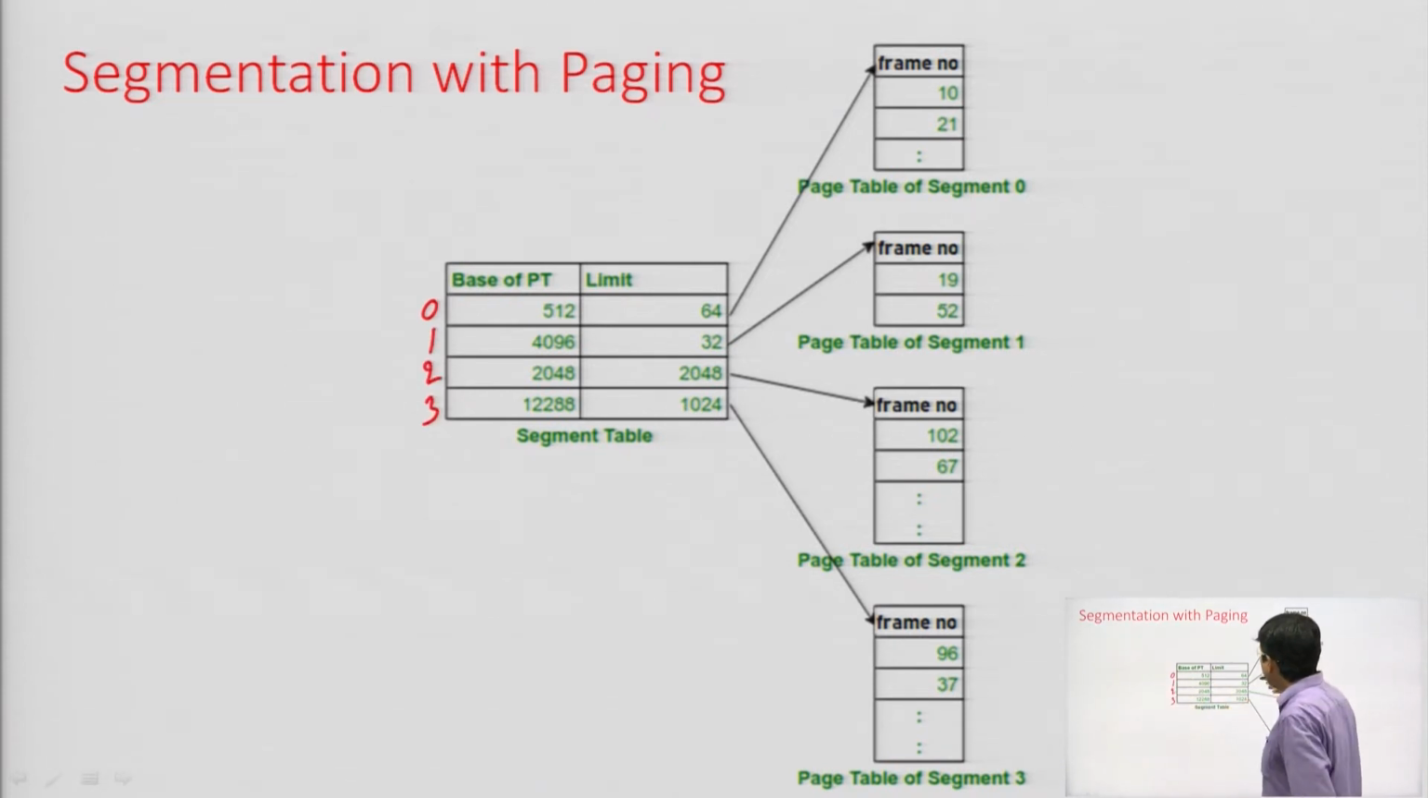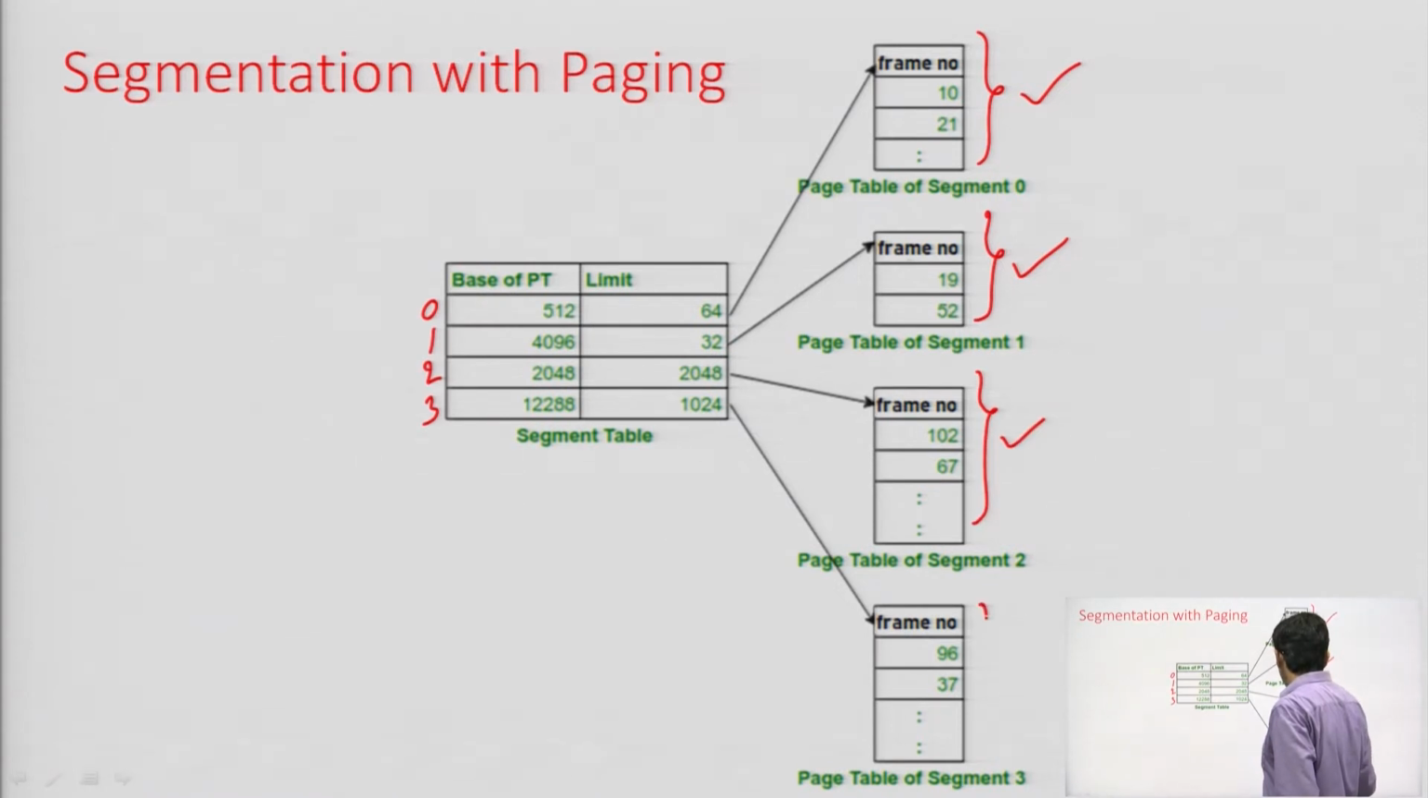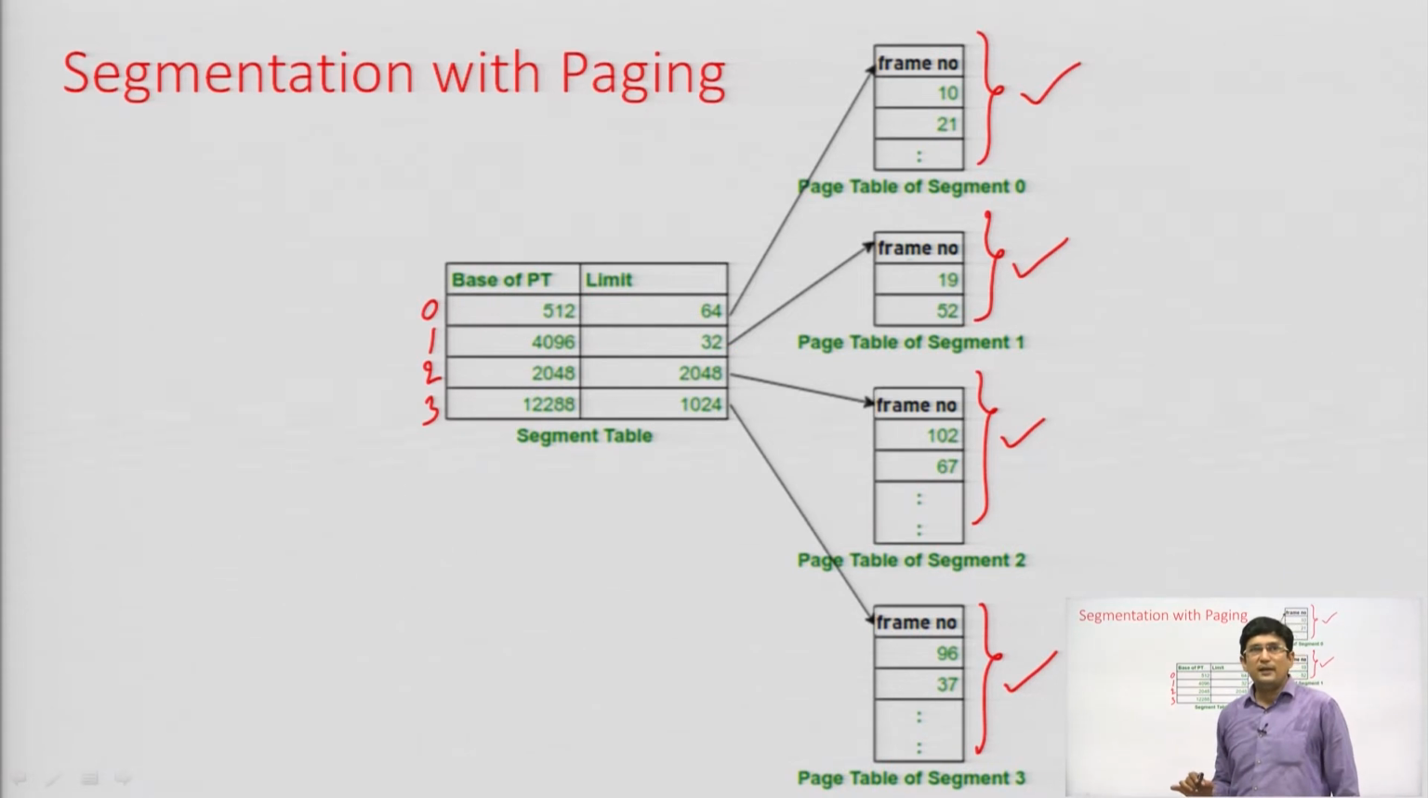The segment table will be containing the information about the address of the page tables of the different segments. So, for segment number 0, this is the page table. For segment number 1, this is the page table. For segment number 2, this is the page table, and for segment number 3, this is the page table. So, the segment table is maintained to store the information about the different page tables, and the information that is required to be maintained is the address of these page tables.